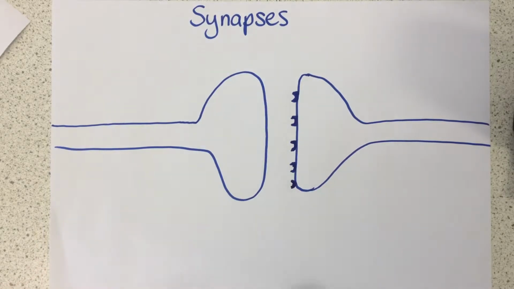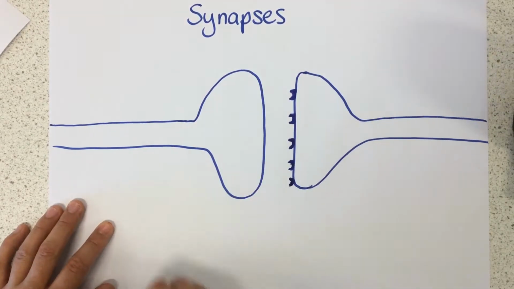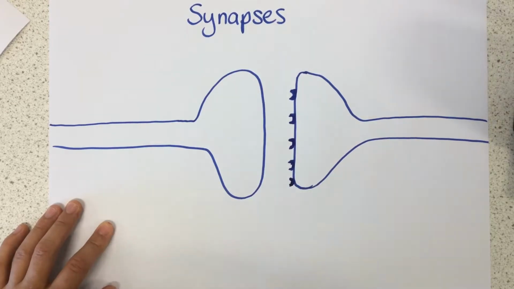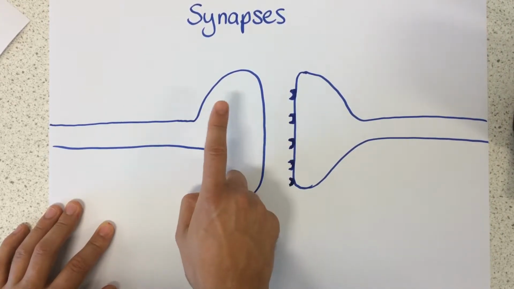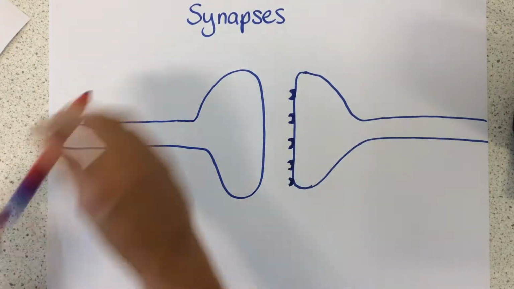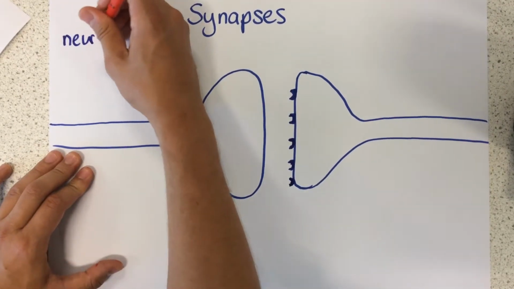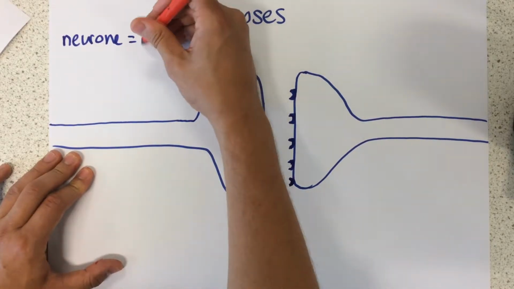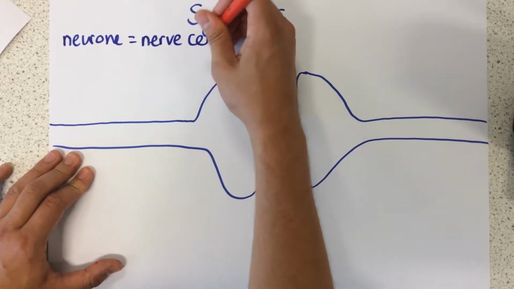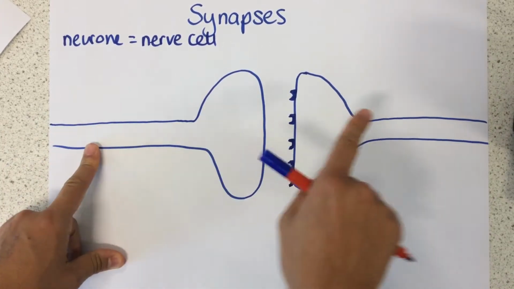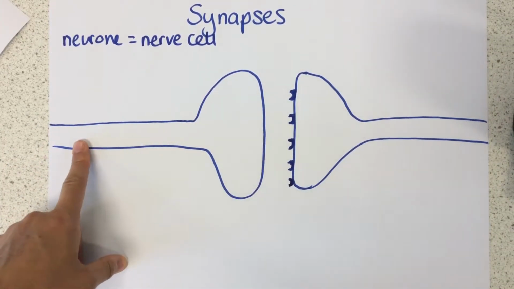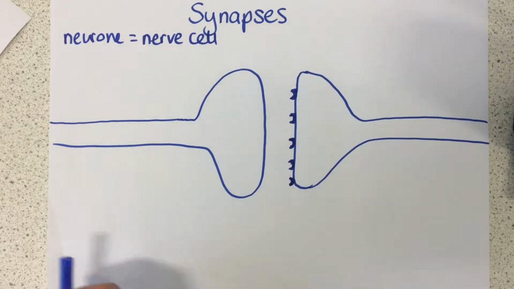Okay, today I'm going to talk to you about synapses. Now, synapses are involved where we have two neurons and we're sending a signal from one neuron to a second neuron. So just as a recap, a neuron is exactly the same as a nerve cell. They mean the same thing, and all it is is a type of cell which can carry electrical impulses around the body.